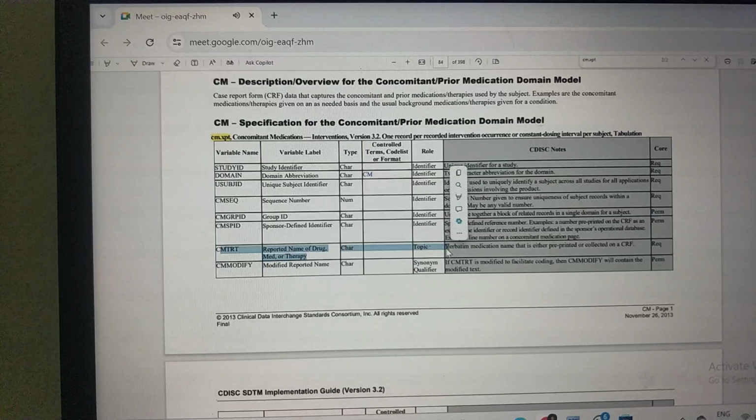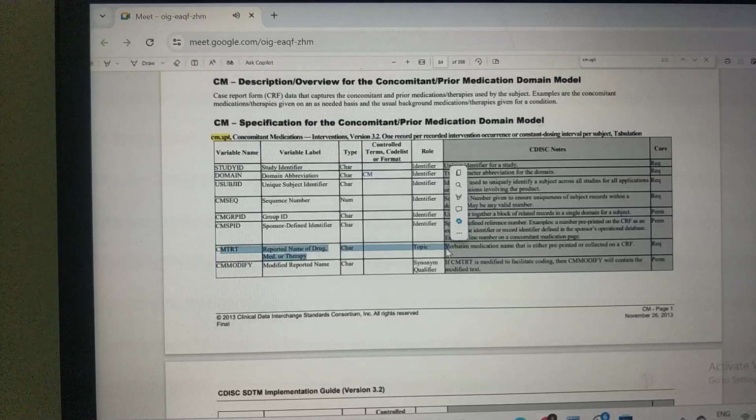Can anyone answer? In concomitant medication, what kind of information are we going to map? Hello, what kind of information are we going to map to the concomitant medication?